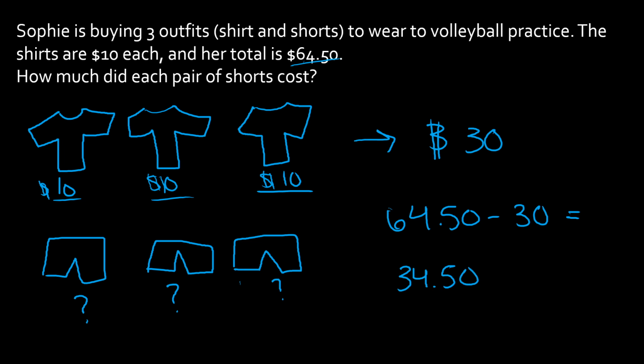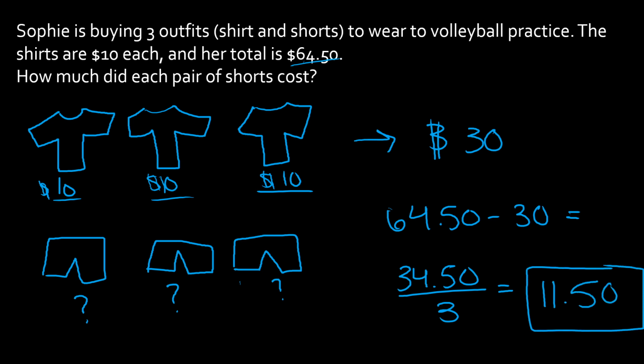Now I know that she is going to pay the same amount of money for each of her pairs of shorts, right? And she bought 3 of them. So to figure out how much she is paying for each pair, I want to take this and divide it by 3. When I take this and divide it by 3, if I were to type this into a calculator, it would give me 11.5, which means that she is spending $11.50 for each of those pairs of shorts. So each pair of shorts is $11.50.